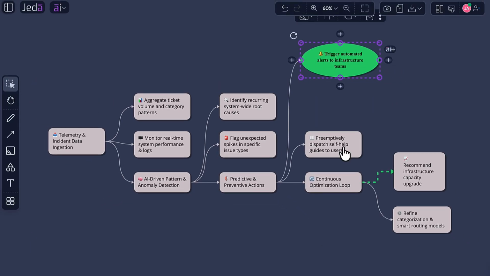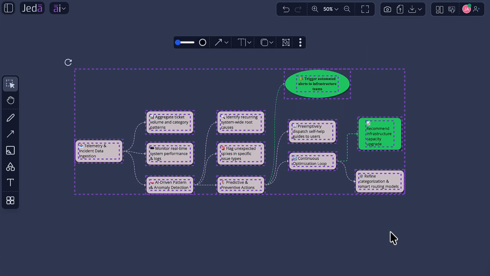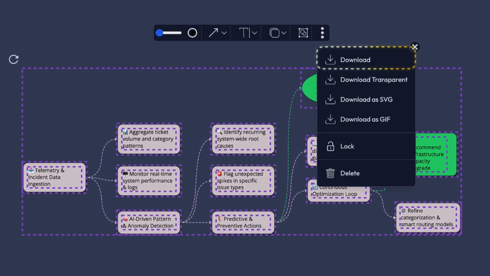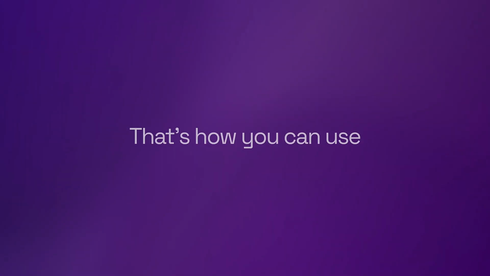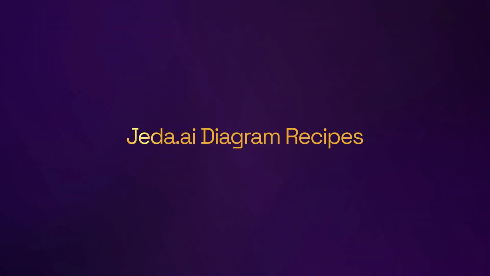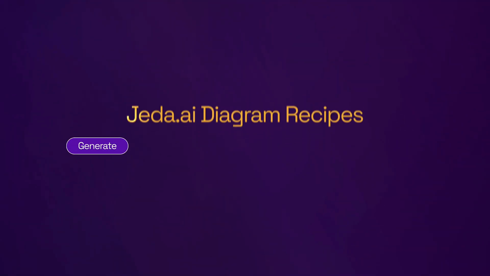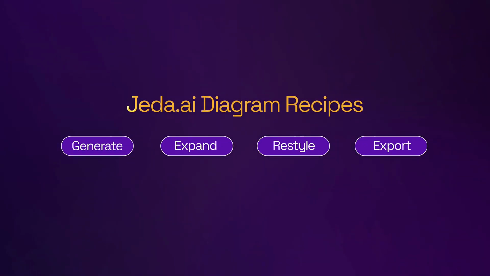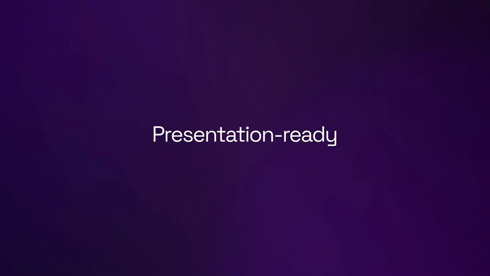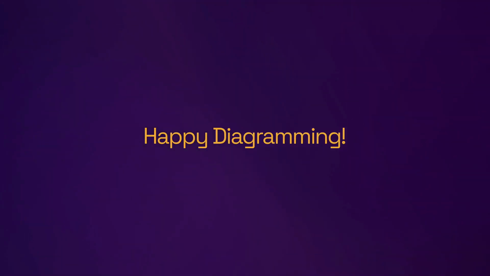And when the visual is ready, select it to download the way you need it, with background, without background, or as SVG. And that's how you can use Jeda.ai diagram recipes to generate, expand, restyle, and export diagrams that are actually presentation ready. Happy diagramming!